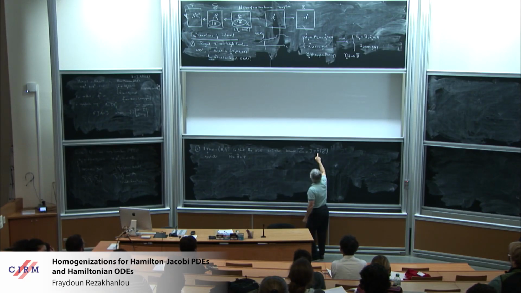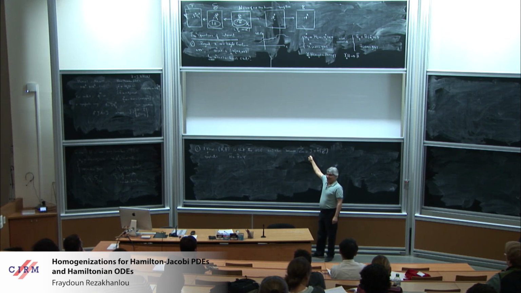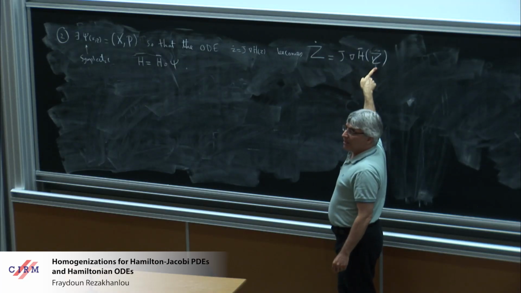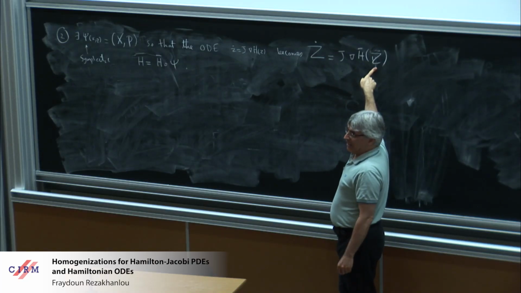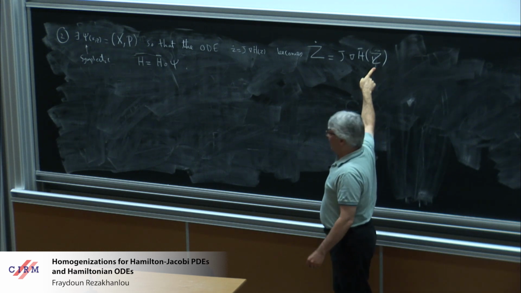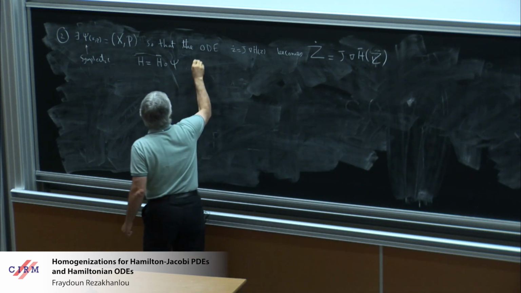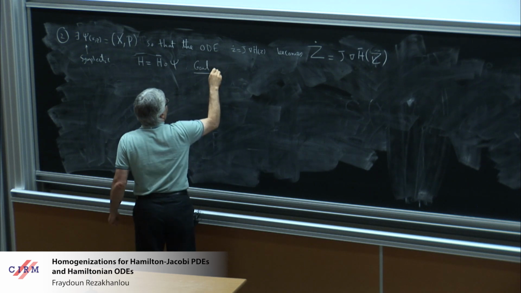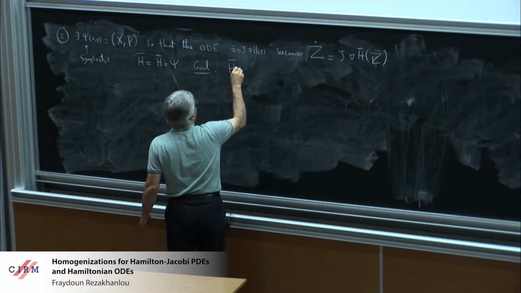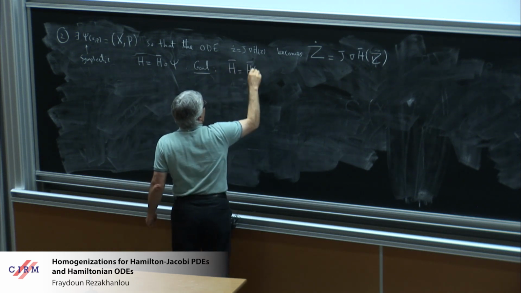But then how can I guarantee that this new system is easier than the old system? For example, if this new system, H bar, is independent of uppercase X, then I have a very nice situation that I can easily solve. So the goal would be that H bar is indeed a function of P only.